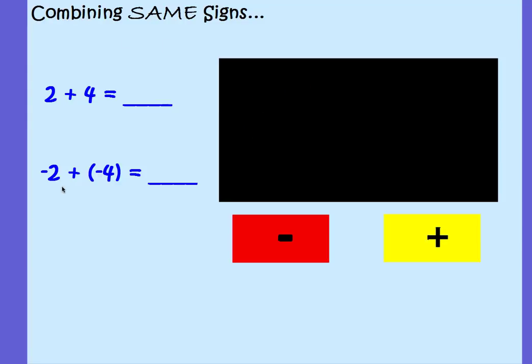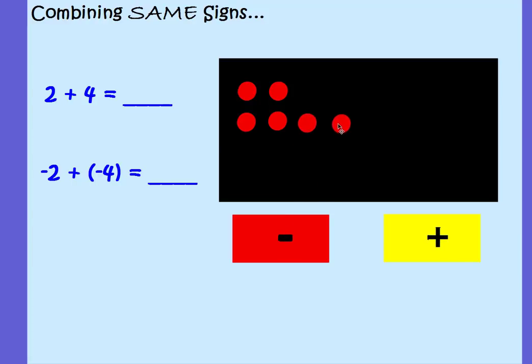Okay, let's do our second example. Negative 2 plus negative 4. These are both negative integers. So we start with the negative 2, and we're going to use the red chips because they represent negative integers. So the first line represents the negative 2. Our second line will represent the negative 4. And you want to try to keep them lined up.